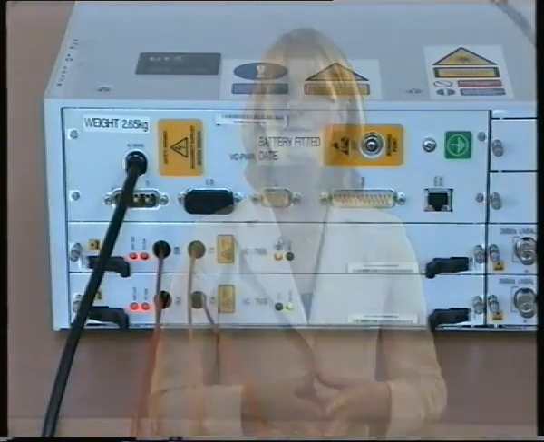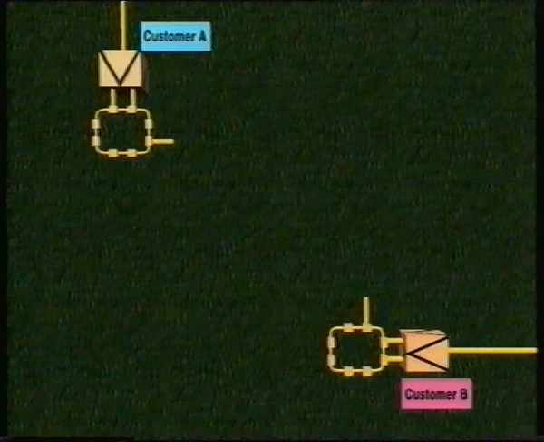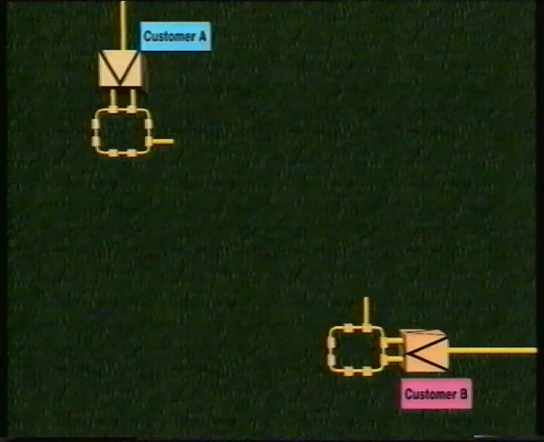Access SDH is another way of serving customer premises, and we'll look at that later. We've now seen how a customer's premises can be connected to an ADM ring, but a customer may want a circuit between two premises fed from different ADM rings. So let's look at how ADM rings are linked to form a core network.